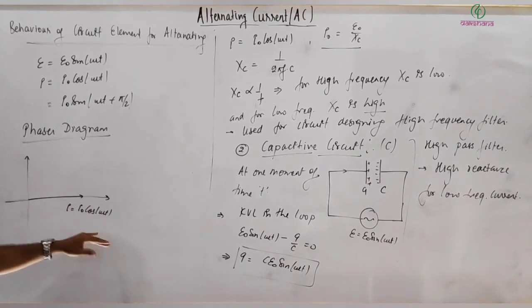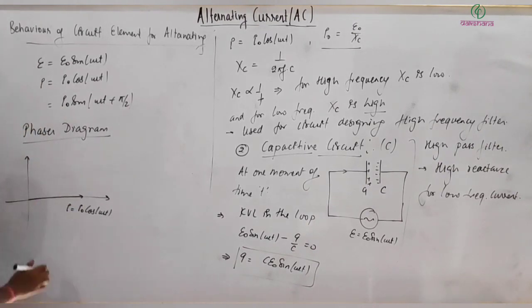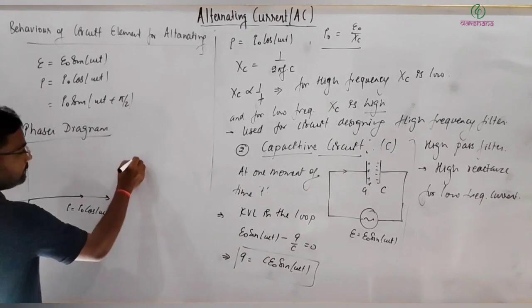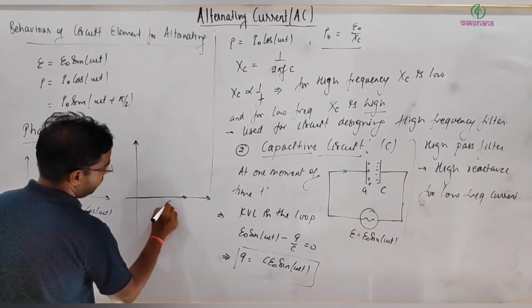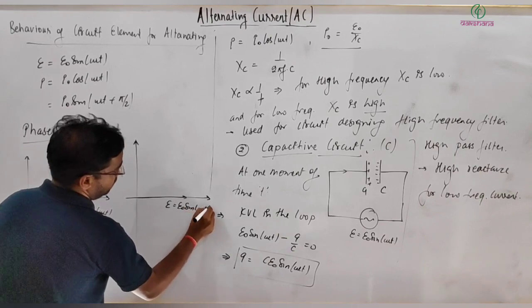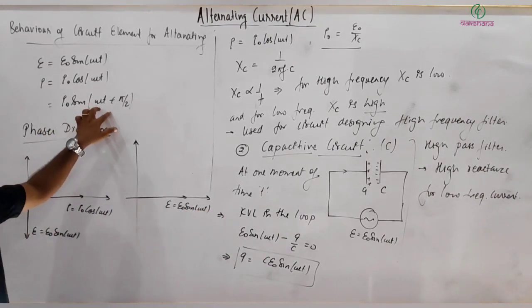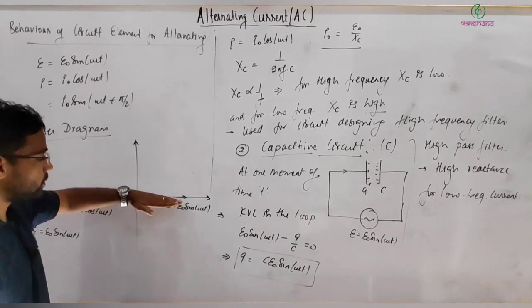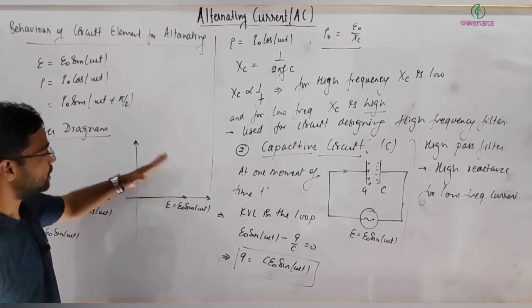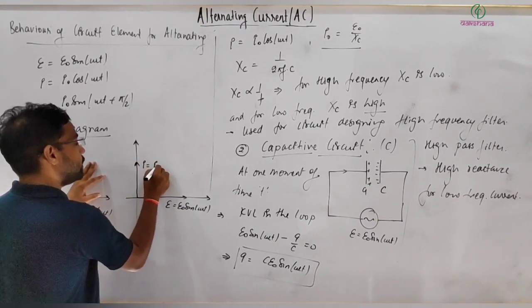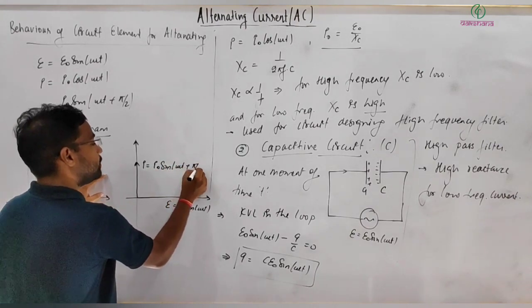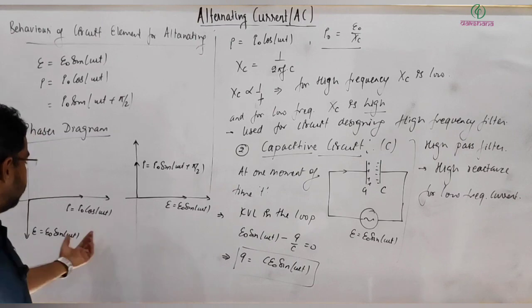So if I is taken along the x-axis, then the EMF will be behind, so this is your E, that is E naught sine of omega t. And if I draw the EMF along this side, then you can see I is already sine of omega t plus pi by 2. Plus phase, I told you in the phasor diagram, is taken anti-clockwise. So from here pi by 2, it will be this way. So this is I equal to I naught sine of omega t plus pi by 2. Clear?